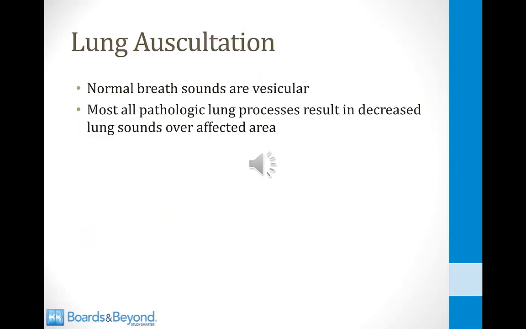Next, let's talk about auscultation. And this is when you place your stethoscope against a patient's back and listen to them inhale and exhale. And normal breath sounds are described as vesicular, and I have an example of that I'll play for you in a minute. You should know that most all pathologic lung processes result in decreased lung sounds over the affected area. So for example, if they tell you that there are decreased breath sounds over the right upper lobe, they're telling you that there is some type of pathologic process in the right upper lobe.